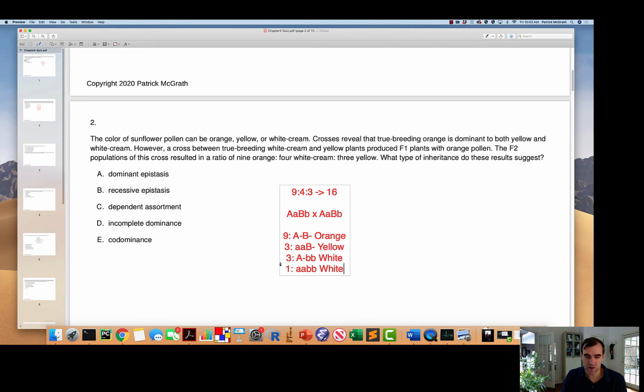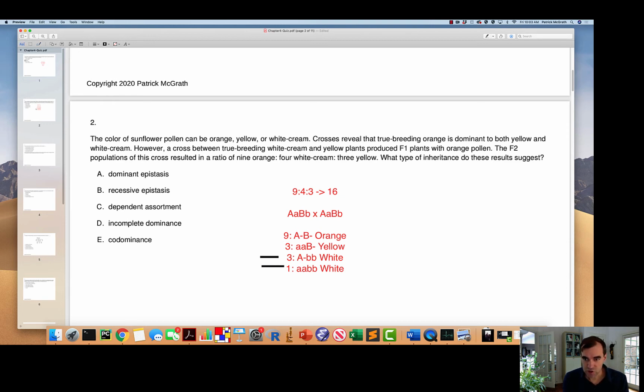You should always be thinking about epistasis whenever you see this modification of the 9 to 3 to 3 to 1. The way we can explain this is that this category and this category both share the same phenotype. So does this make sense? Crosses reveal that a true breeding orange is dominant to both yellow and white cream. So let's see how that plays out.